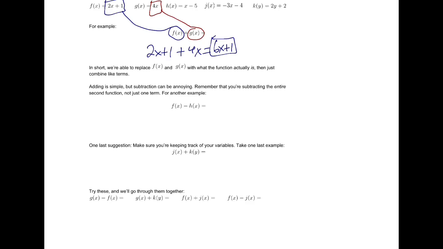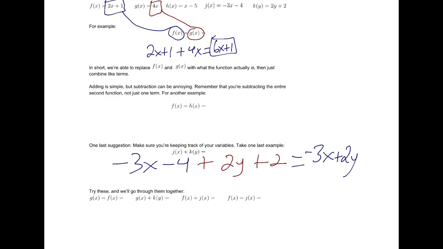Take one last example. And j of x, up at the top here, is defined as negative 3x minus 4. And if we're going to add to this k of y, we're adding 2y plus 2. And notice I can't combine negative 3x and 2y because they are different variables. So I just leave them separate, and I can only combine the constants. Negative 4 plus 2 is a negative 2. And this is my final answer. Try these, then we'll go through them together.